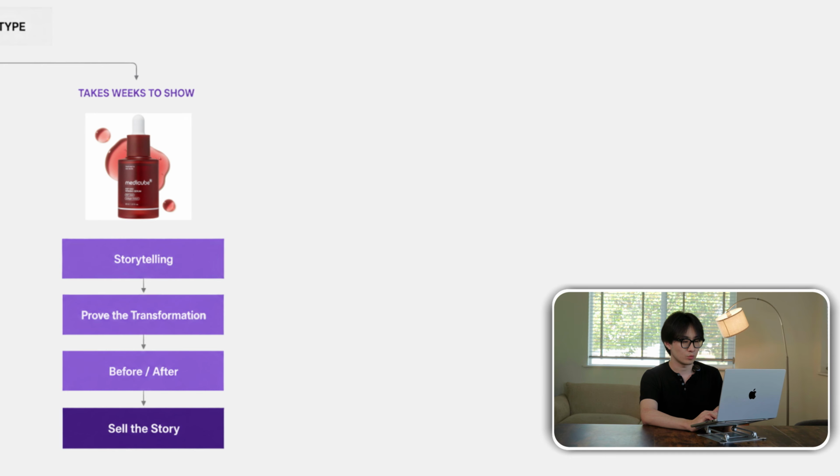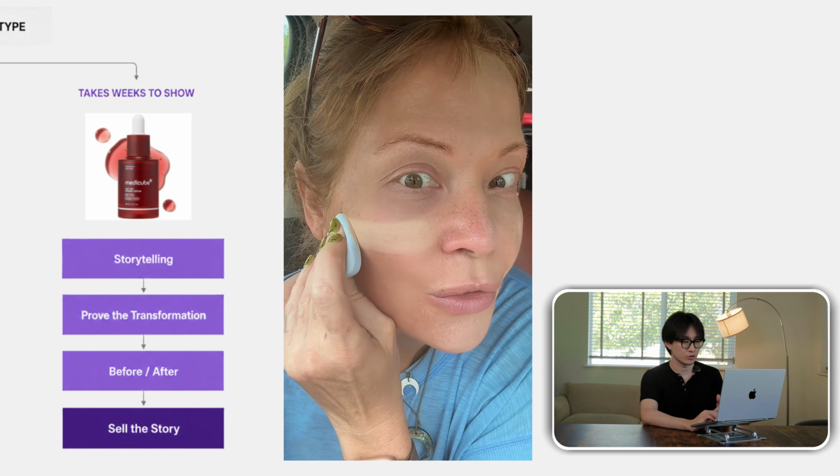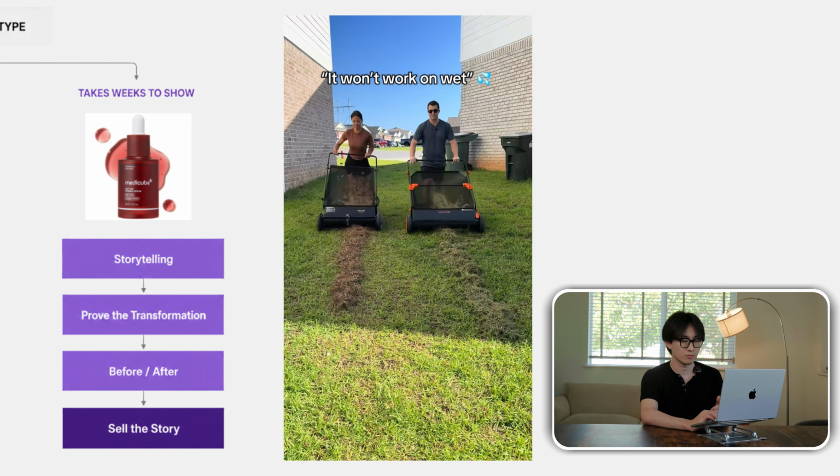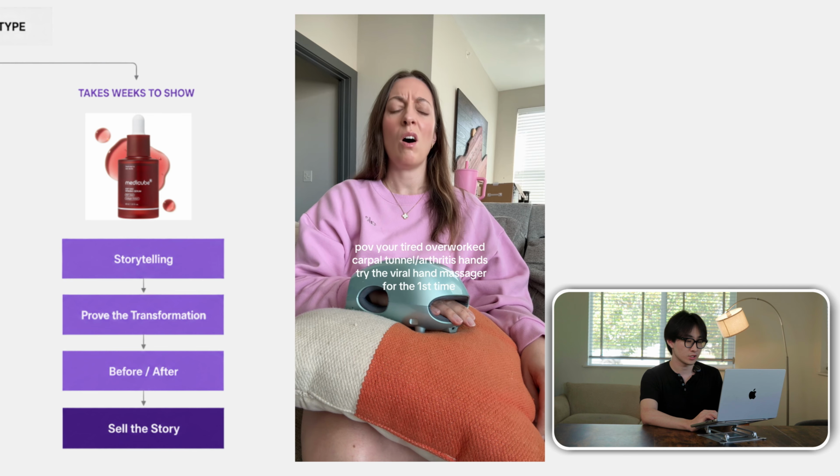And the product type decides what kind of video you're making. Say it's a product that shows instantly. We need way more application, way more reaction inside one video. And people just love watching reactions.